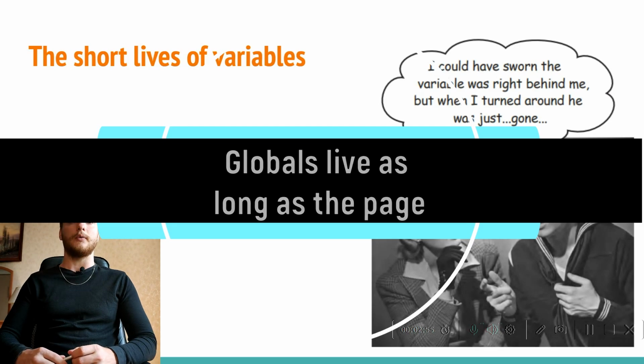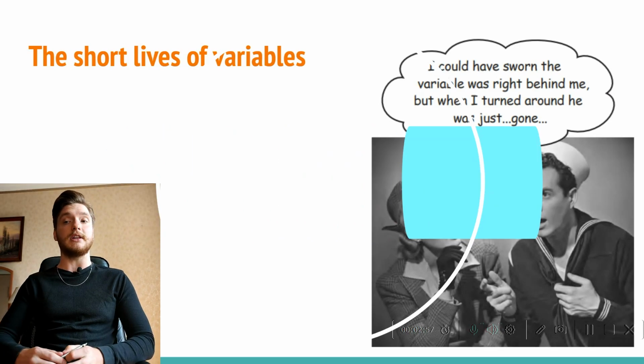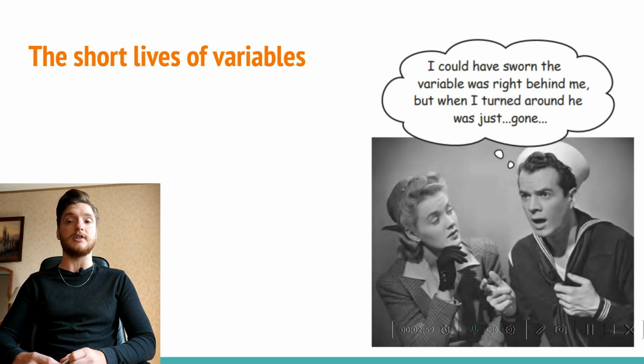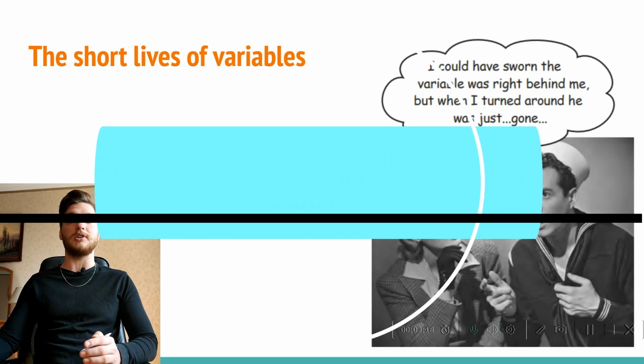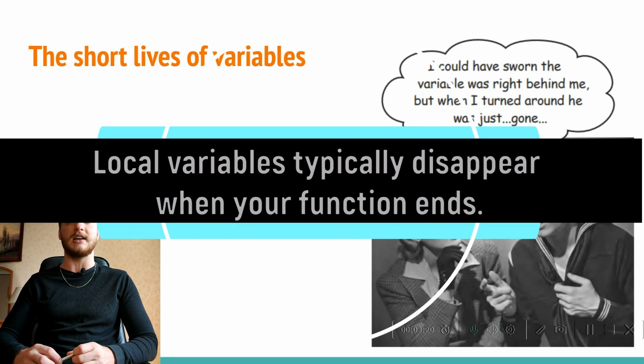A global variable begins life when its JavaScript is loaded into the page, but your global variable's life ends when the page goes away. Even if you reload the page, all your global variables are destroyed and then recreated in the newly loaded page. Local variables typically disappear when your function ends.